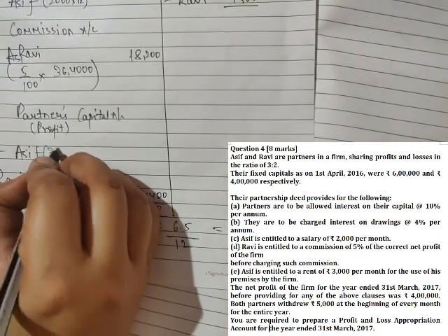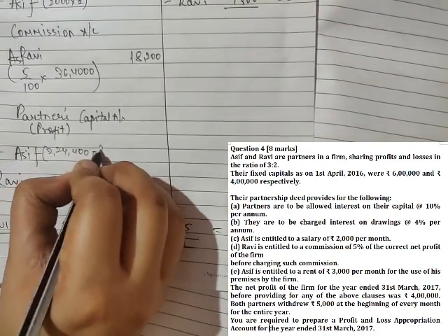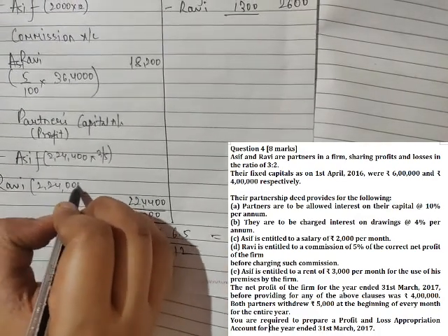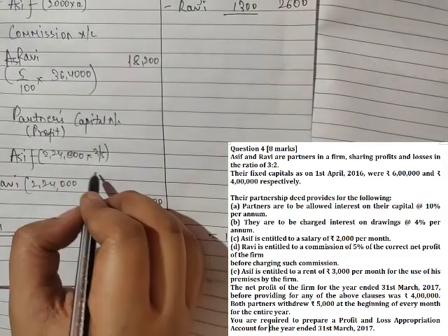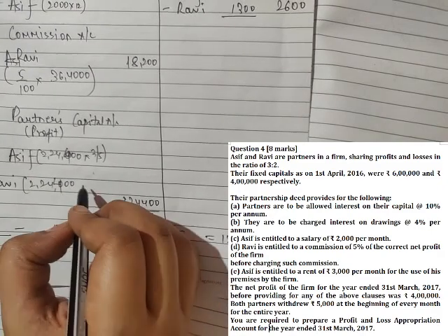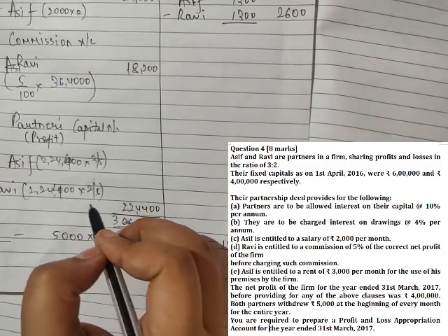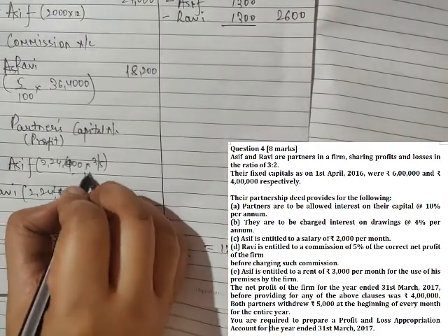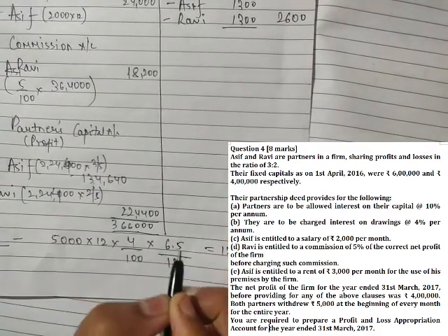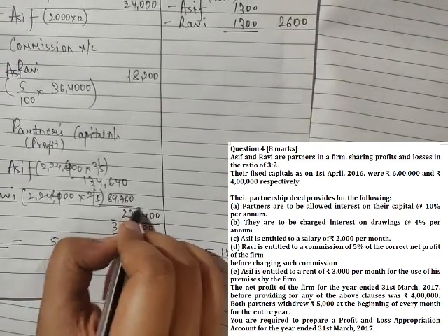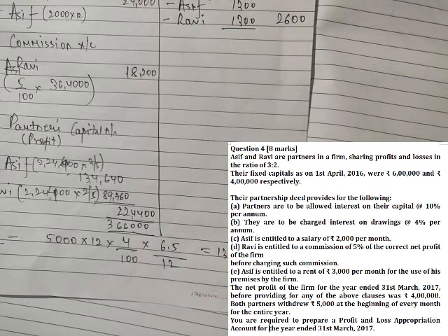We are going to divide this in the ratio of 3 is to 2. So 2,24,400 into 3 by 5 is Asif's profit, and 2,24,400 into 2 by 5 is Ravi's profit, giving us 1,34,640 for Asif and 89,760 for Ravi, which makes it 2,24,400 rupees.